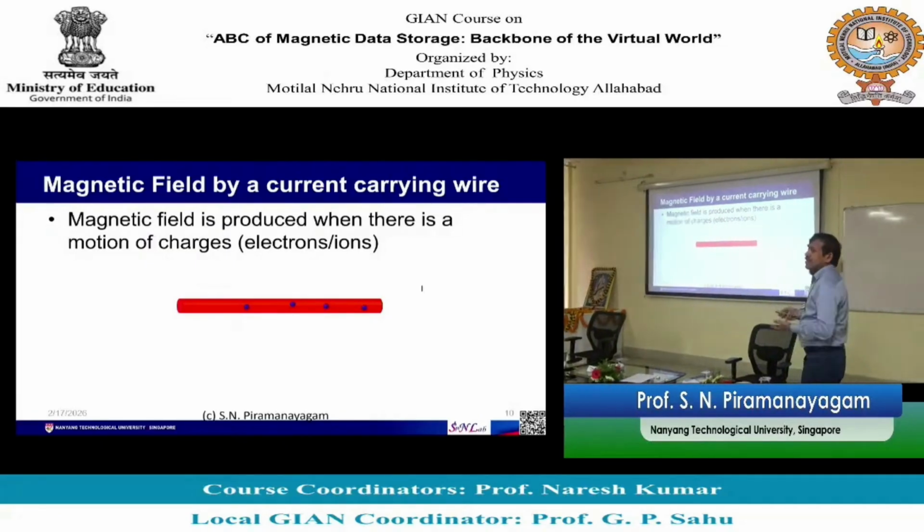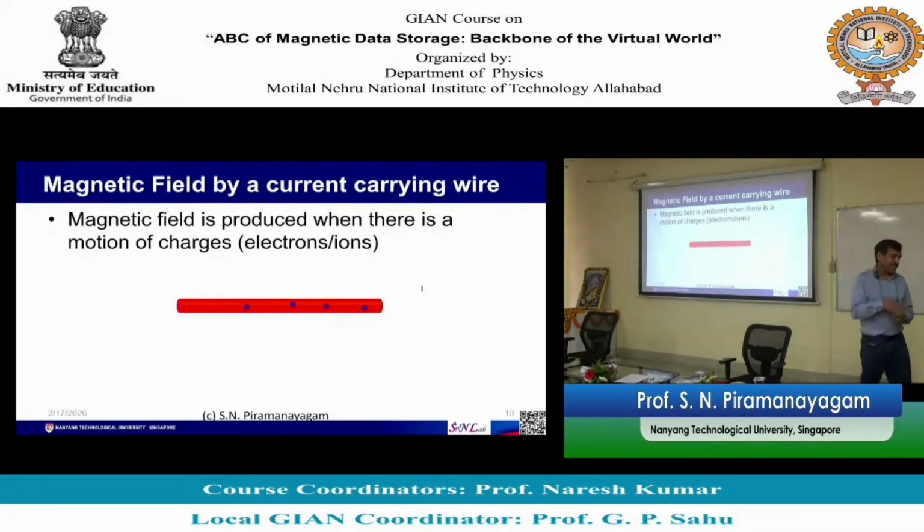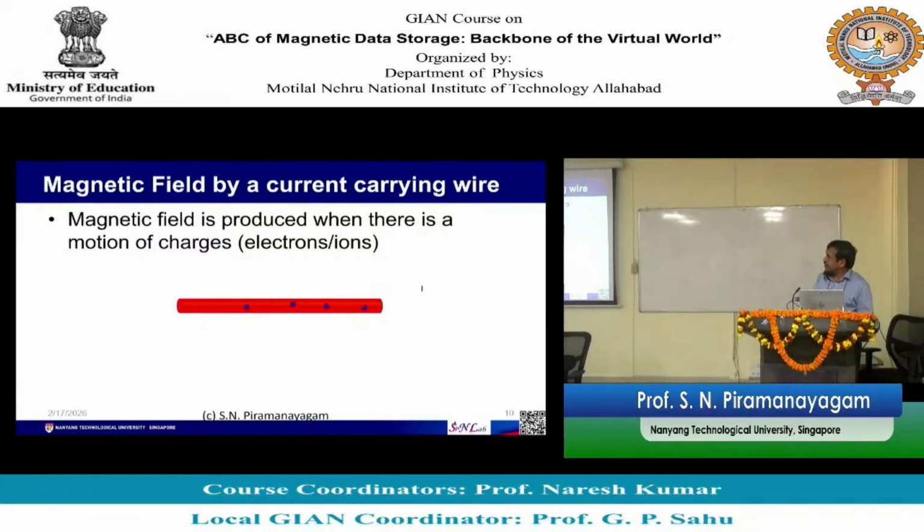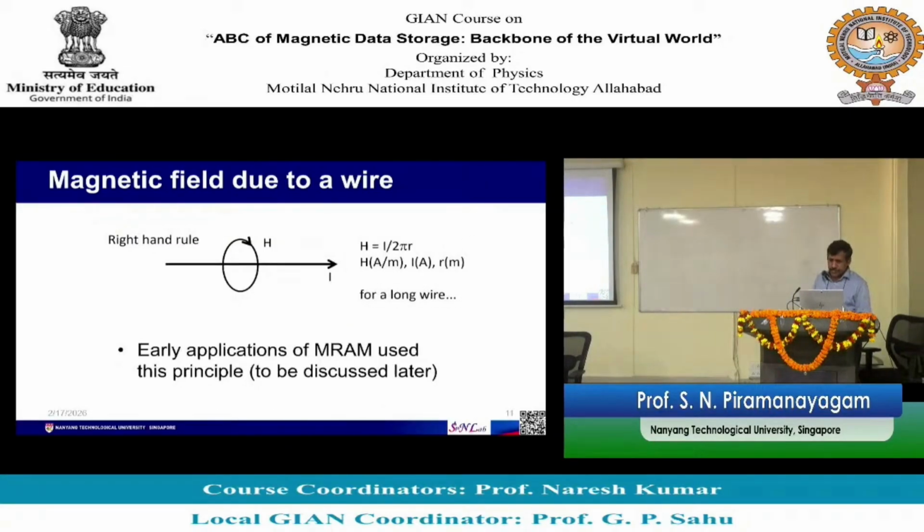So Oersted didn't say the reason, because at his time there was no relativity. Oersted was in the 1800s. Relativity came in 1900. So we can produce a magnetic field due to a current carrying wire. So this is one approach.